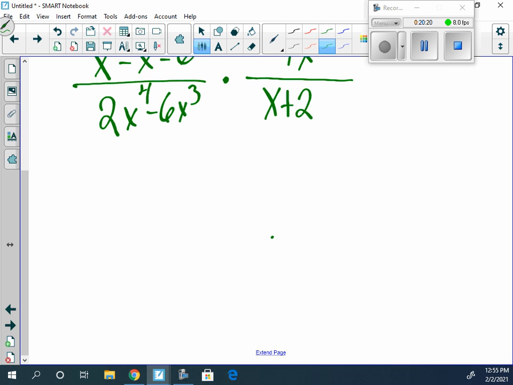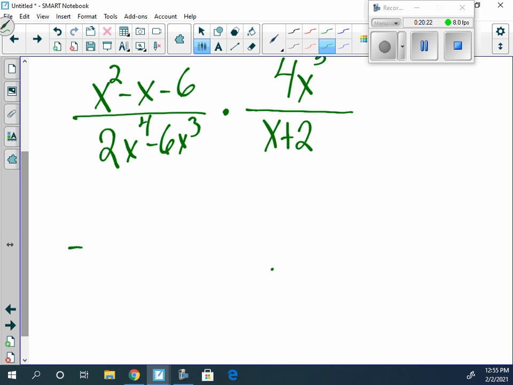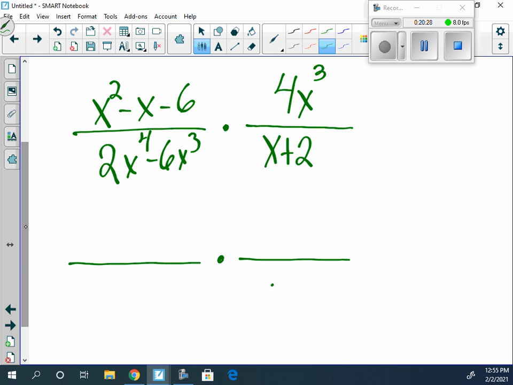Now once we do that, then I would start factoring. Now looking at these here, well, 4x cubed is as simplified as it gets because it's just a term. X plus 2, well, that's as simplified as it gets because it's just x plus 2. So we're really looking at the first rational expression.